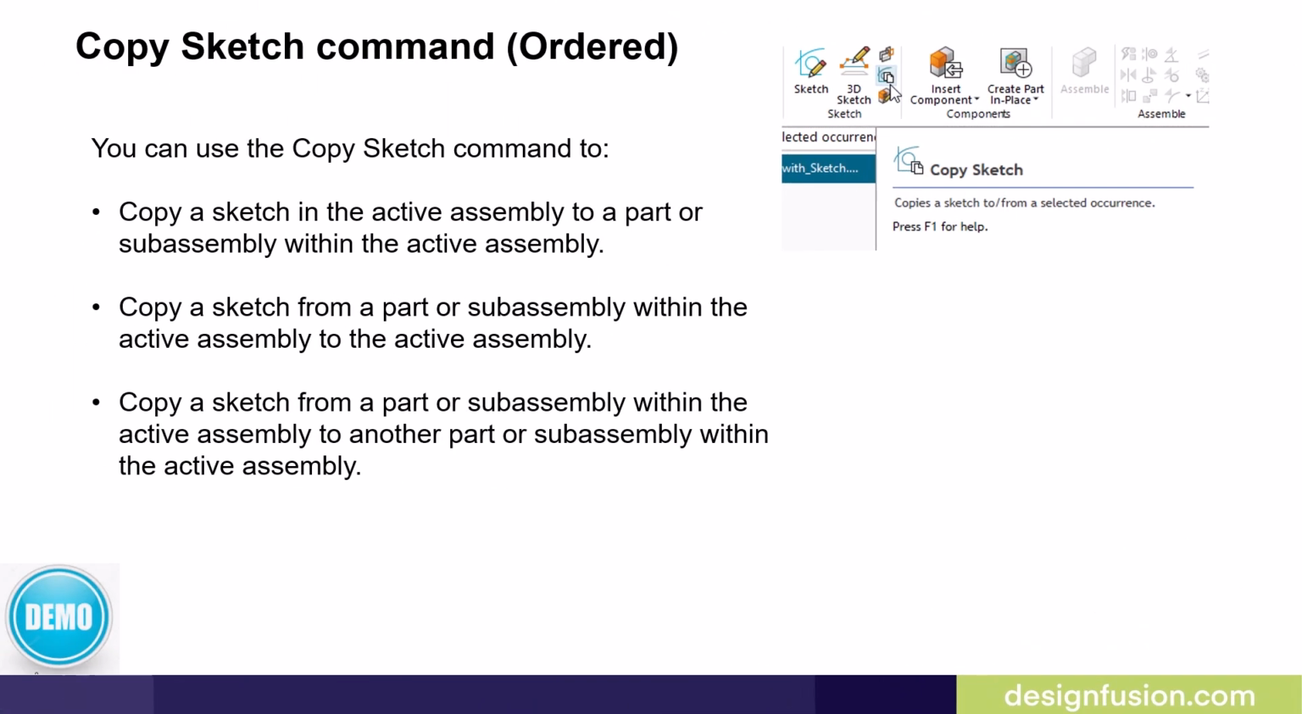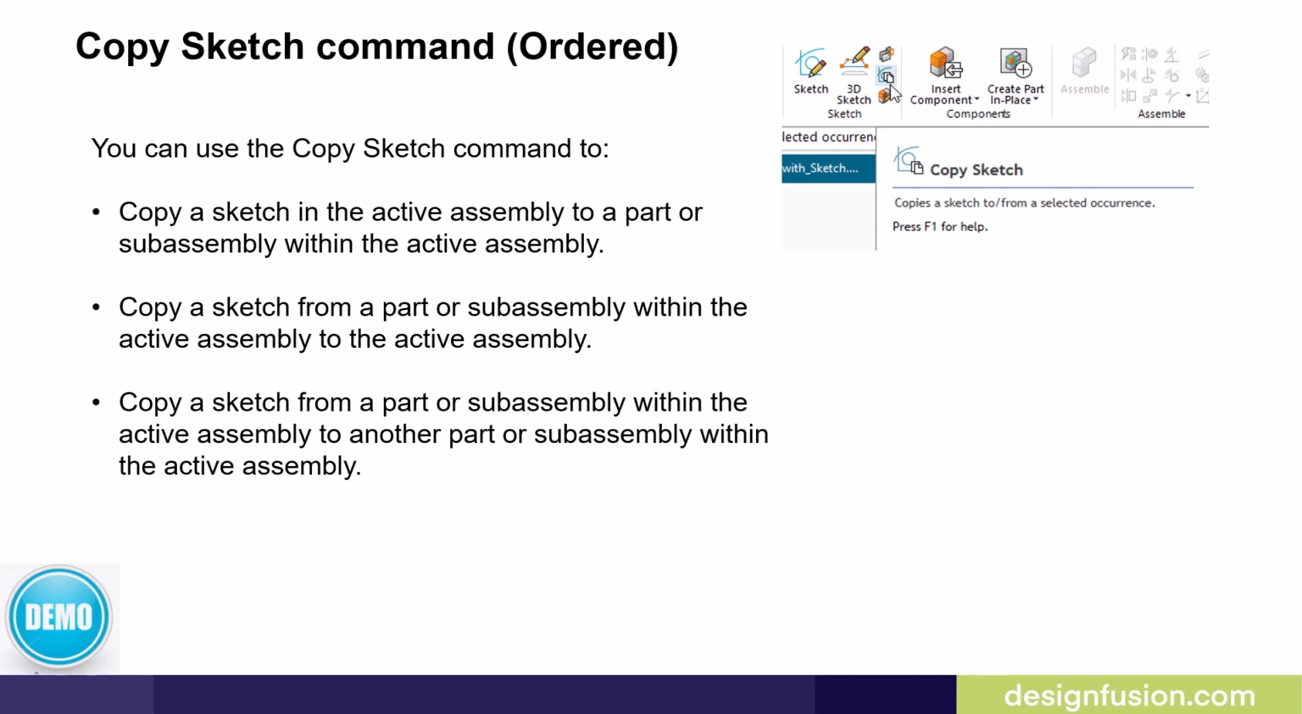Remaining in the ordered paradigm, we have the Copy Sketch command. You can use the Copy Sketch command to copy a sketch in the active assembly to a part or subassembly within the active assembly. You can copy a sketch from a part or subassembly within the active assembly to the active assembly, or you can copy a sketch from a part or subassembly within the active assembly to another part or subassembly within the active assembly.